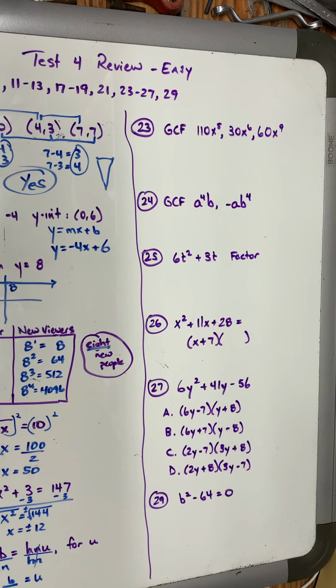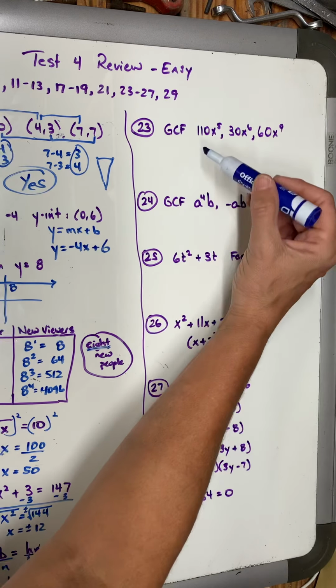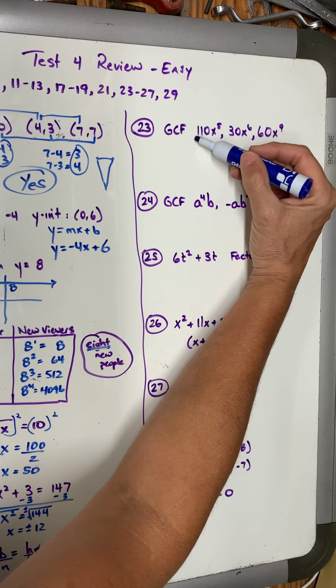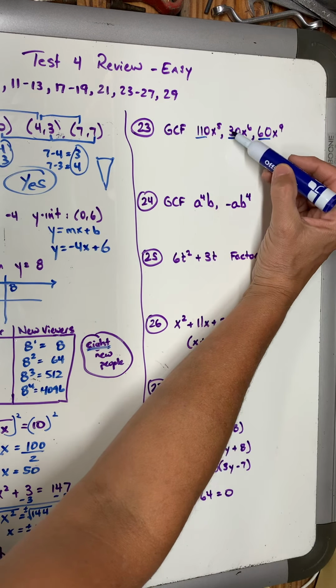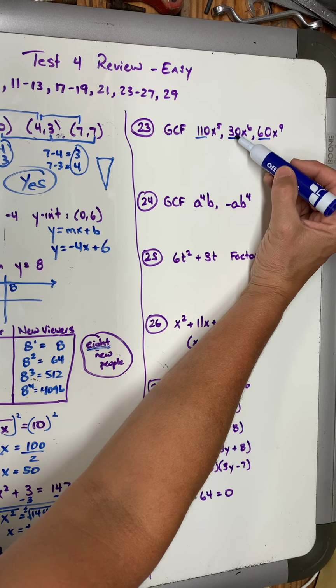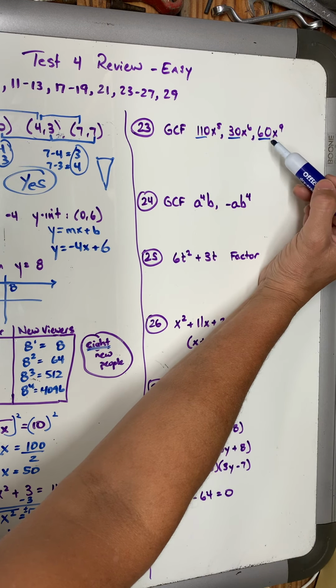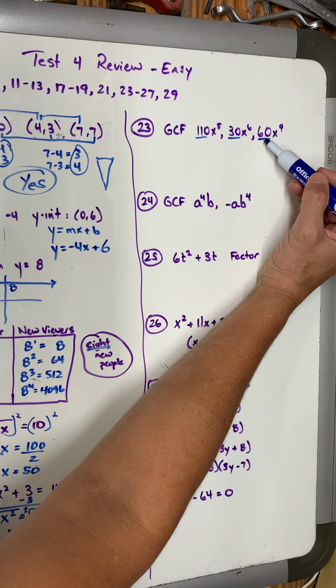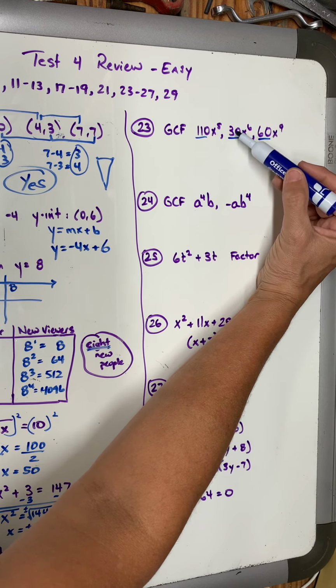All right, let's move to these last 6 questions. On number 23, they ask for the greatest common factor of these 3 numbers. So what I do is I first actually just think about the coefficients there, 110, 30, and 60. And a nice place to start with these is to start with the lowest number and see if it fits in. In other words, does 30 go into 60 evenly? So if I did 60 divided by 30 on my calculator, I would get a nice whole number, which is 2. But if I did 110 divided by 30, it does not go in evenly. So therefore, 30 doesn't work.